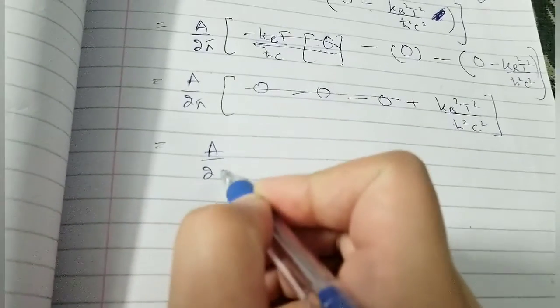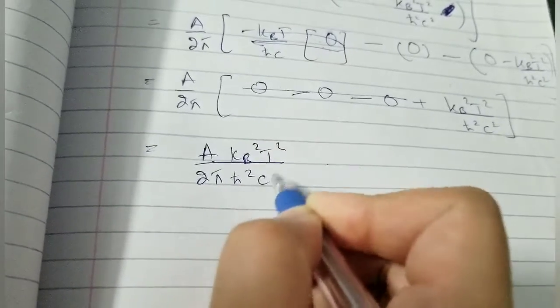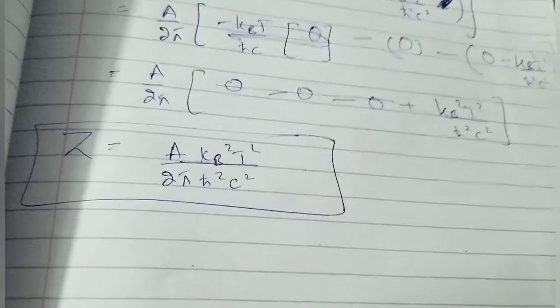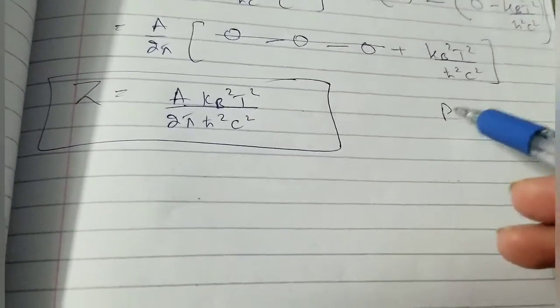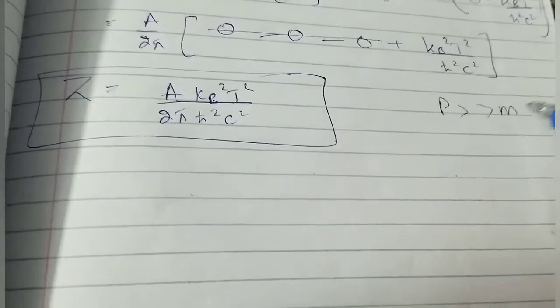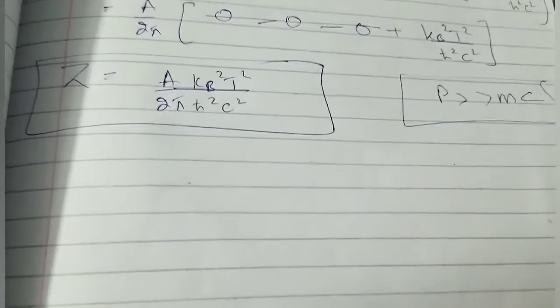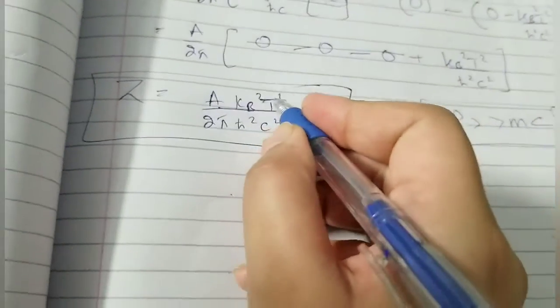A over 2 pi, we have kb square t square by h square c square, and this is the partition function for a relativistic particle in 2 dimensions, such that its kinetic energy or momentum is very much greater than its rest mass energy. And yeah, that is it. This is the final result.